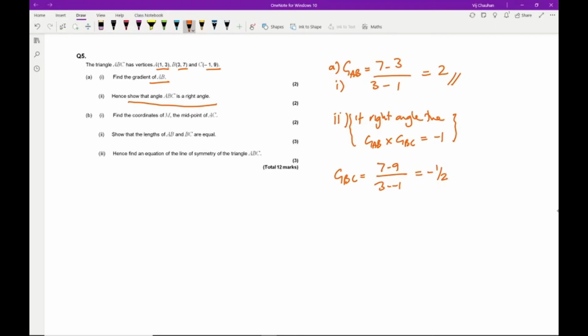So then as 2 times minus a half equals minus 1, therefore gradient AB and gradient BC, or should I say, forget the gradients, we don't need to mention that, so therefore AB and BC are perpendicular.